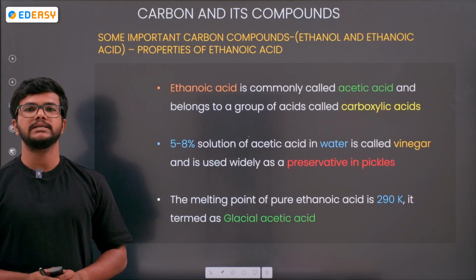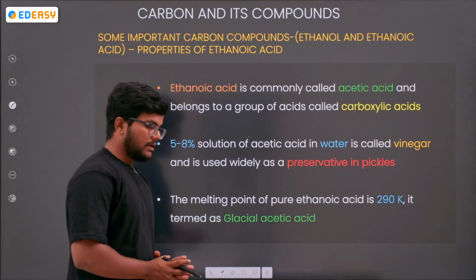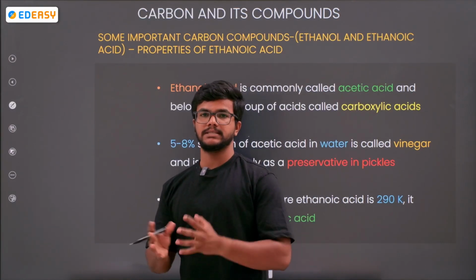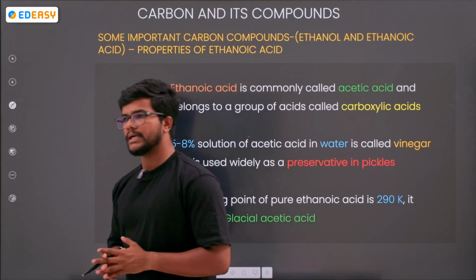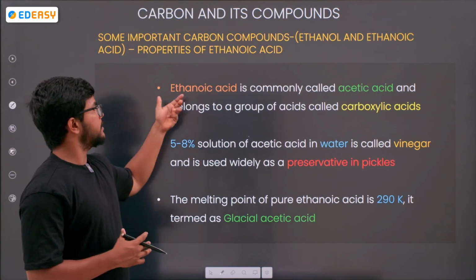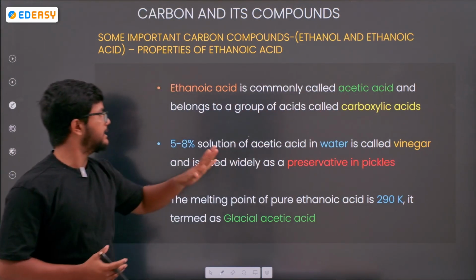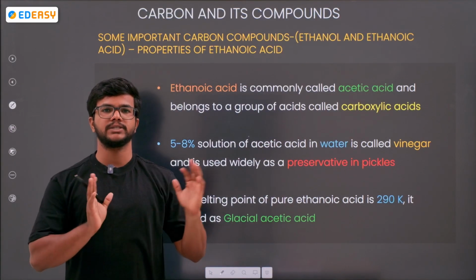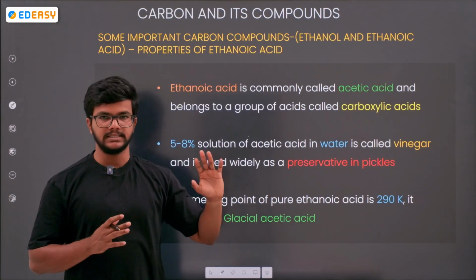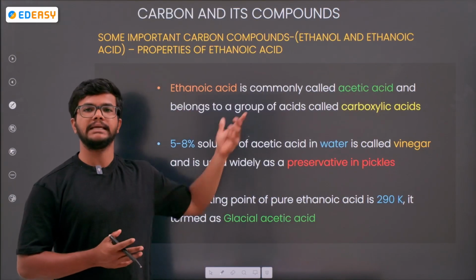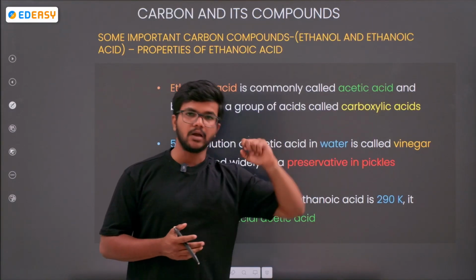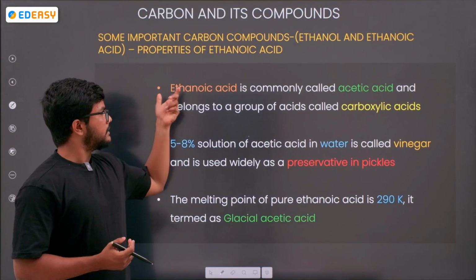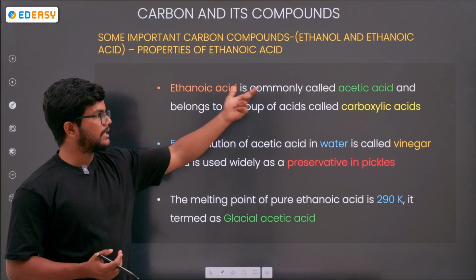So next is ethanoic acid, which has an acidic nature. Ethanoic acid is also called acetic acid and belongs to the carboxylic group. Most acids like HCl, HNO3 and H2SO4 are called mineral acids. But in this case, COOH, the carboxylic acid, is another type of acid, like ethanoic acid. Ethanoic acid is also called acetic acid.